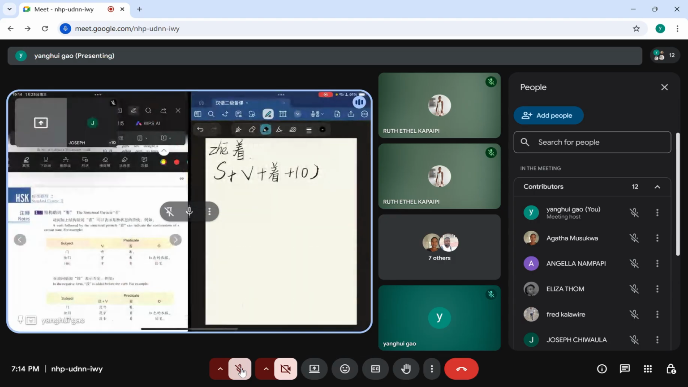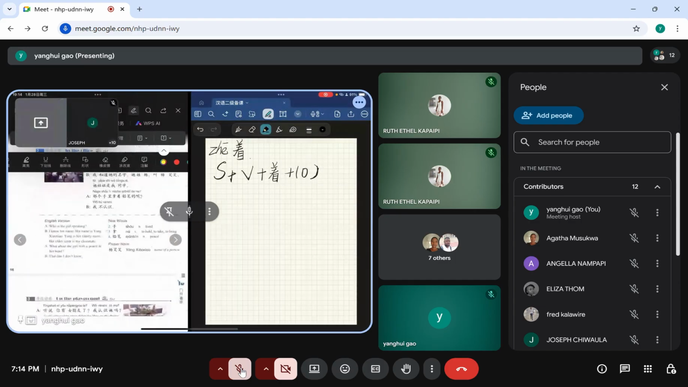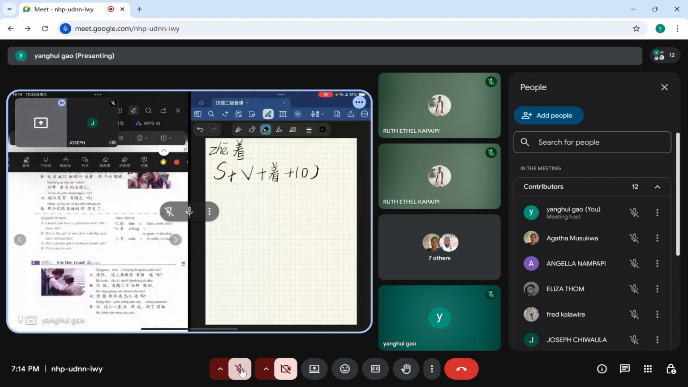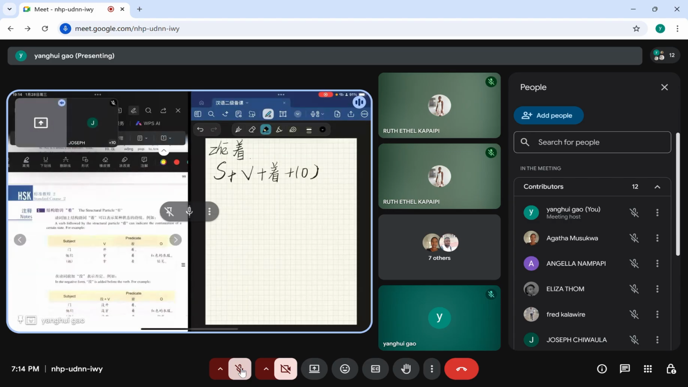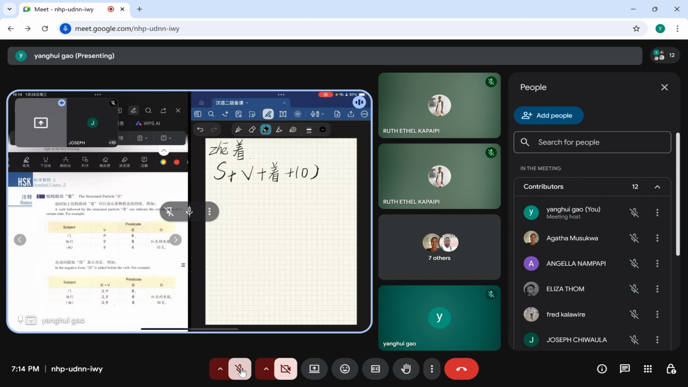In the last class, lesson 13, 第13课, we have learned the first language point, the structural particle 着. Okay, so let's do a simple review first. Let's see the 着.